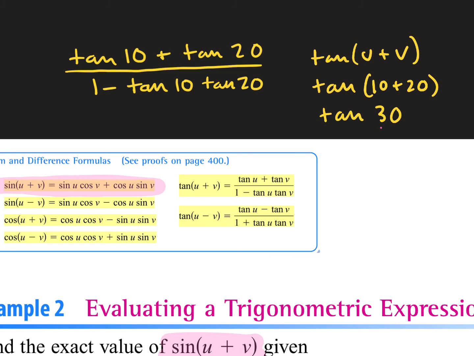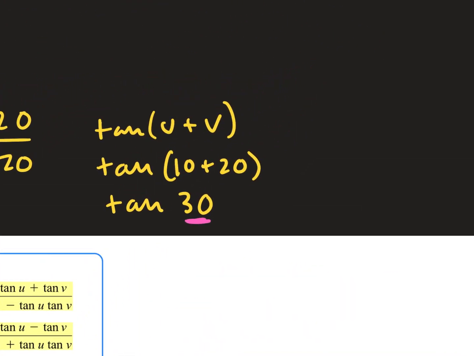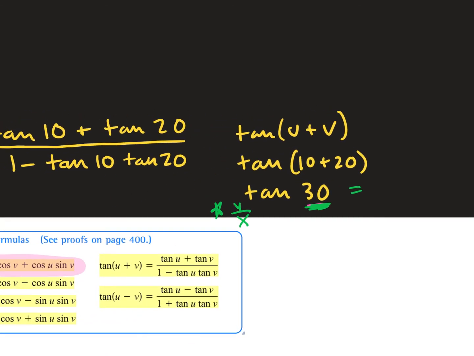Is 30 on my unit circle? Yeah, it is. I don't have a unit circle on this page. But tangent of 30 is on my unit circle. In terms of x and y, what's tangent? Y over x. So on my unit circle, I'm going to go to 30 and do y over x. So this would be 1/2 over square root 3 over 2.